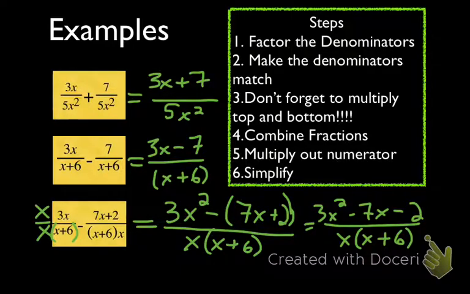So, did I? Oh, yeah, I distributed the negative. So the negative goes to the negative 7 right here, and then the negative also has to go to the 2, so it makes it a negative 2.